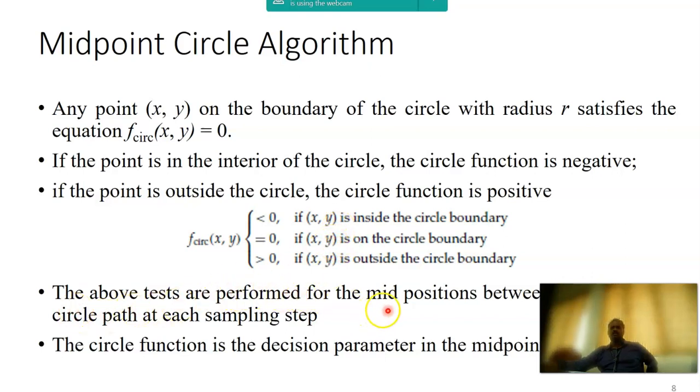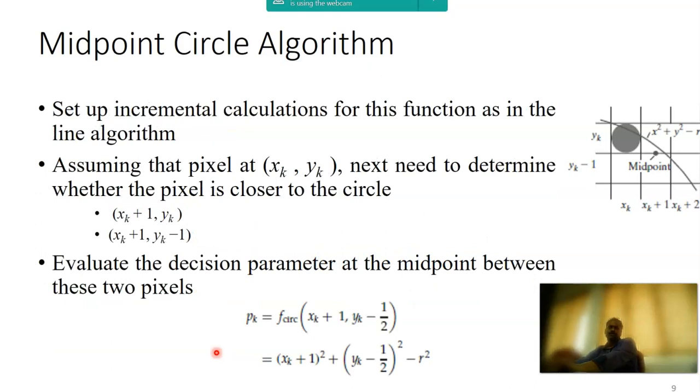The above tests are performed for the midpoint between the pixels near the circle path at each sampling step. The circle function is the decision parameter in the midpoint algorithm. So we step up incrementally the calculations for this function, as in the line algorithm. See the figure here. We'll increase the x position, but as usual for the y position we have to consider either yk or yk minus 1. We are decreasing the y value.